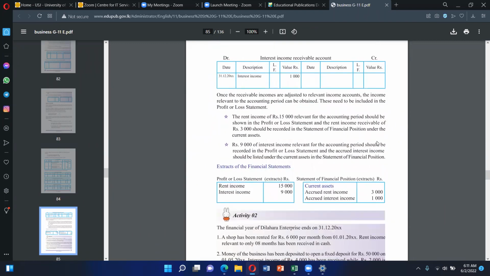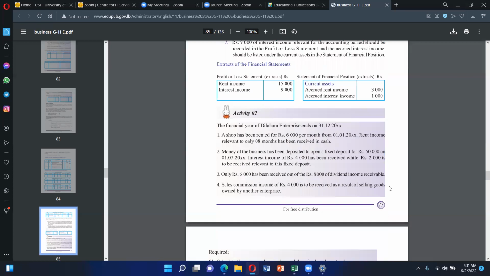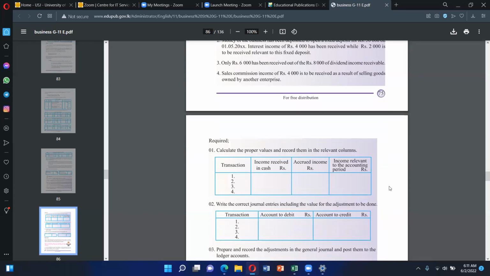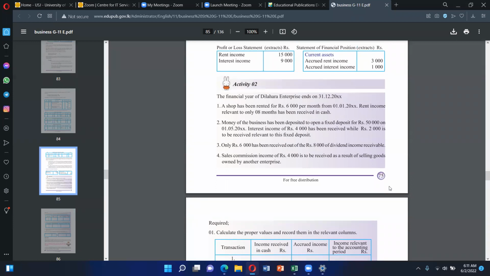With regard to the financial statements, you always record the full amount of revenue for the period, that is in the profit and loss statement. Rent income 15,000, that is 12 plus 3. Interest income is 9,000, that is 8 plus 1. And current assets: accrued rent income 3,000, accrued interest income 1,000. Okay, I'll give you 10 minutes, so please do try this one. Activity 2, please try everyone.